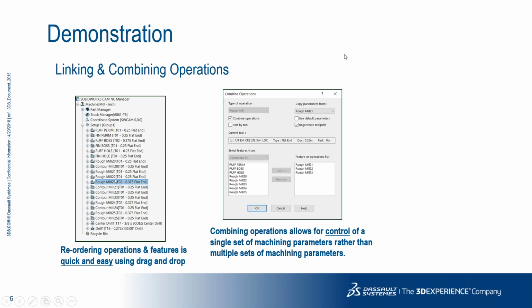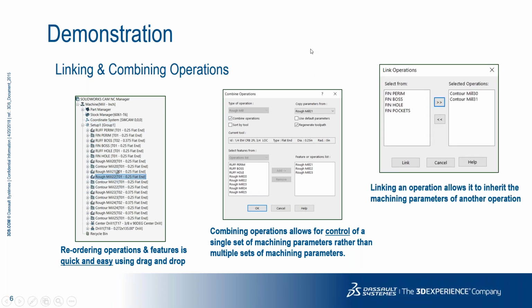Combining operations really allows for control of a single set of machining parameters rather than multiple sets of machining parameters for different operations. Great capability, as you saw. And then, of course, linking an operation really allows it to inherit the manufacturing strategies and machining parameters of another operation. All of this gives the NC programmer a lot of flexibility and capability in determining how the NC program is going to be structured.